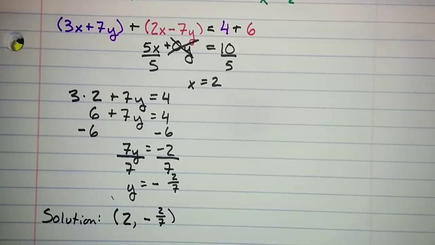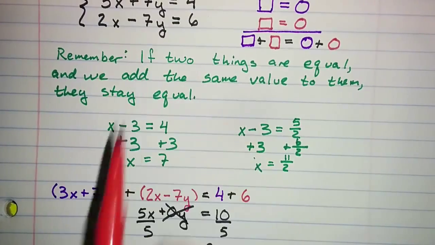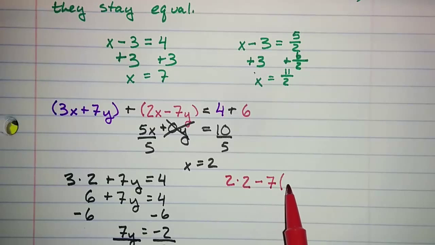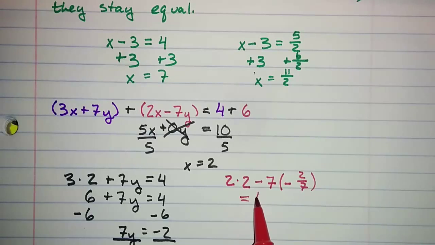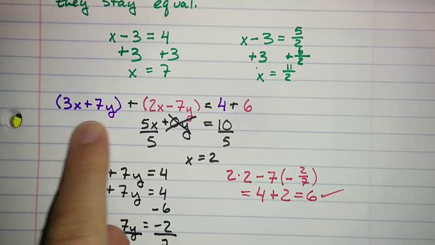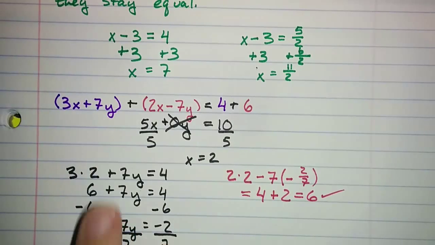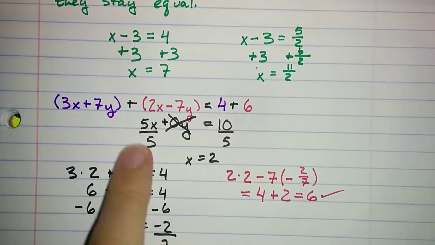Now that seems a little bit weird. I don't blame you if you doubt me. Let's check in the other equation. The other equation is 2x minus 7y equals 6. So we want to check 2 times 2 minus 7 times negative 2/7. Well, that'll be 4, minus 7 times negative 2/7 is plus 2, and that does indeed work out to 6. This step looks kind of messy, and we usually don't write out this step in exactly this way. Let me show you another example that will show you the way that we normally write out this step.